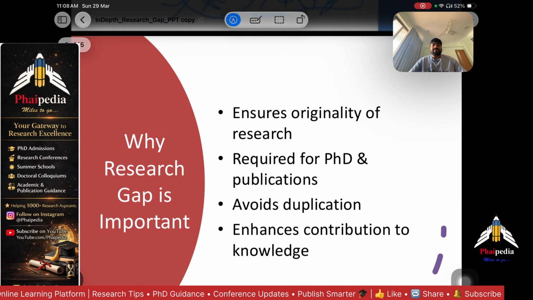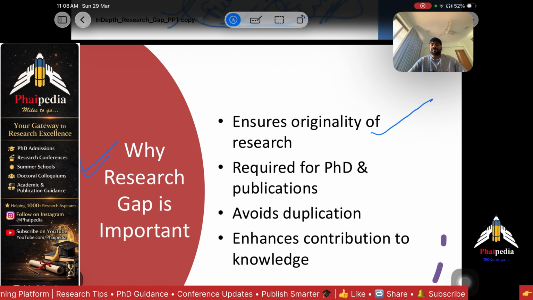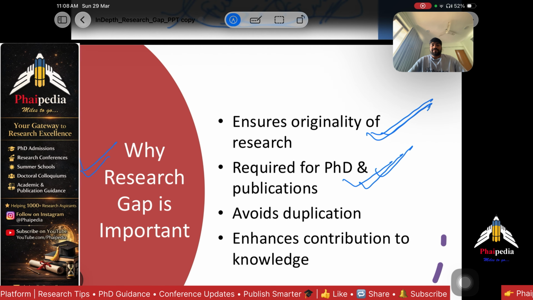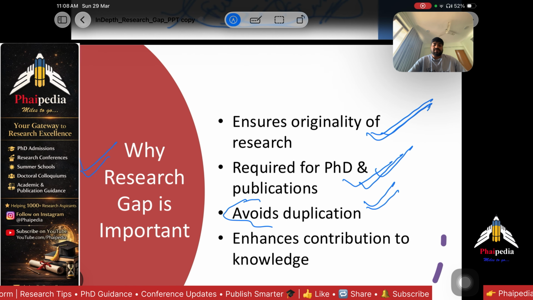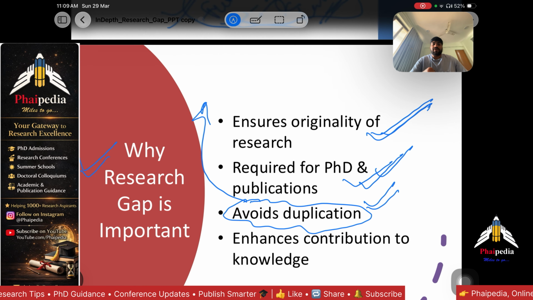Why is the research gap important? The importance of research gap for a PhD scholar. It basically ensures the originality of the research required for PhD and publications, and avoids duplication. Like if you don't find out the research gap and take any topic, then you will see in future that the work already exists.